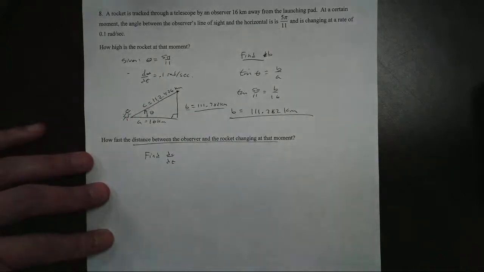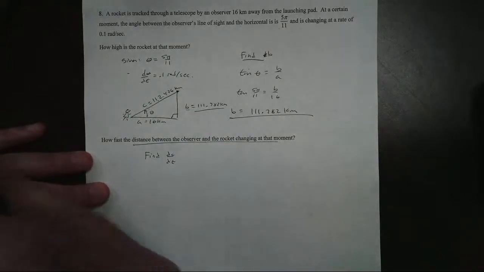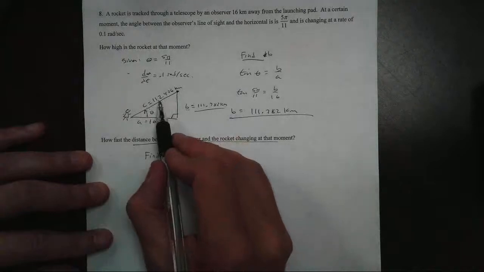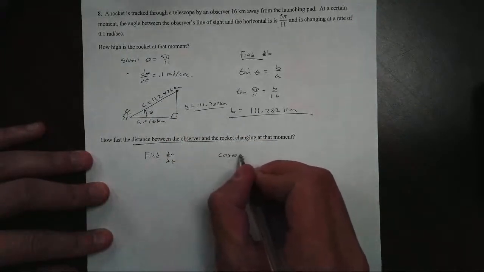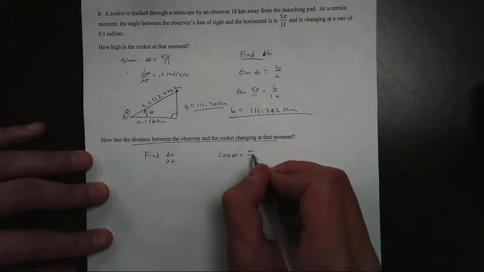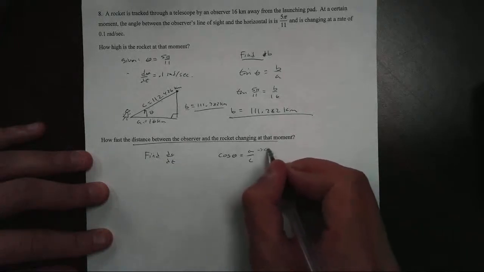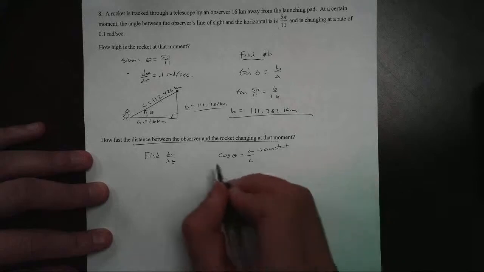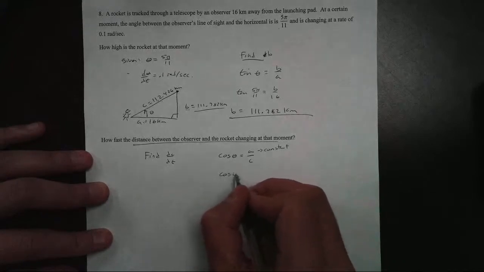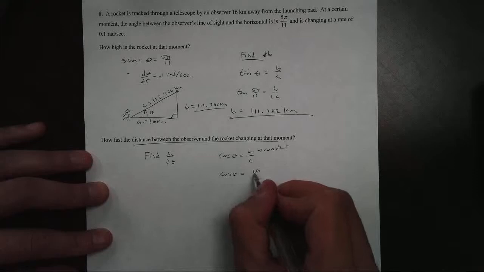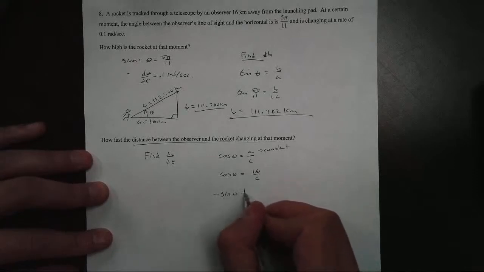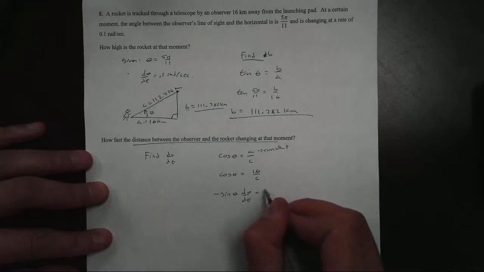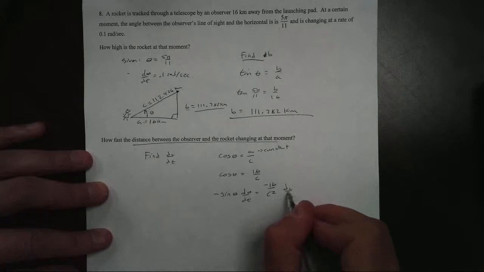I'm looking for dc dt. Well, I know A is a constant, so I think, well, which trig function can I use? I'm looking for the change in C. I know that A is a constant. I'm looking at cosine. Cosine of my angle is A over C, because that's my constant. So this becomes cosine of theta equals 16 over C. Now when I take my derivative, negative sine theta, d theta dt, be careful taking the derivative here, equals negative 16 over C squared, dc dt.